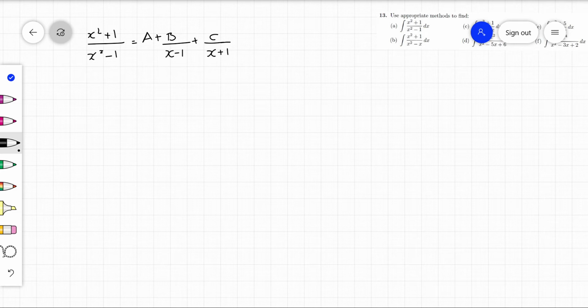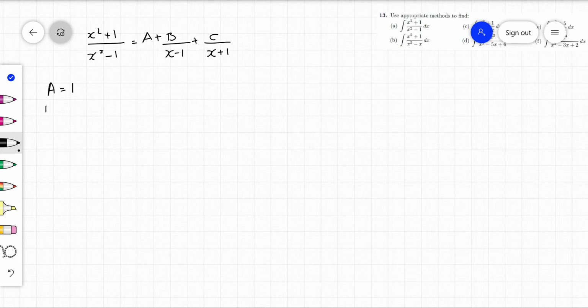It is a square on the numerator and a square on the denominator, so we need the A by itself, and then if we factorize the bottom, it's a difference of two squares, so we need a B on x minus 1 and a C on x plus 1. To find the A, B, and C, we already know the A has to be the coefficient of the x squared, which is 1.